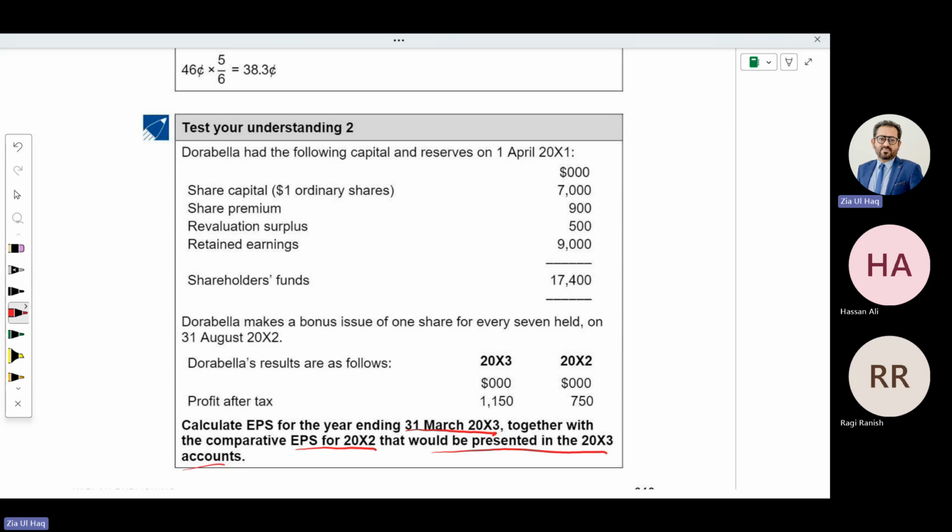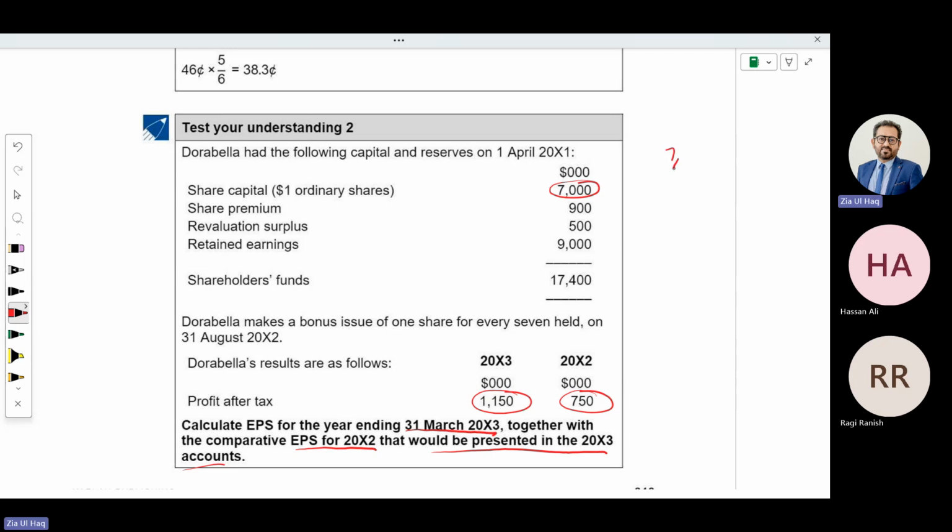So share capital, ordinary shares, is 700,000. Share premium, revaluation surplus, retained earnings, shareholder funds. Dorabella makes a bonus issue of one share for every seven held on 31st August 2022. And profit after tax, meaning earnings, is this one.